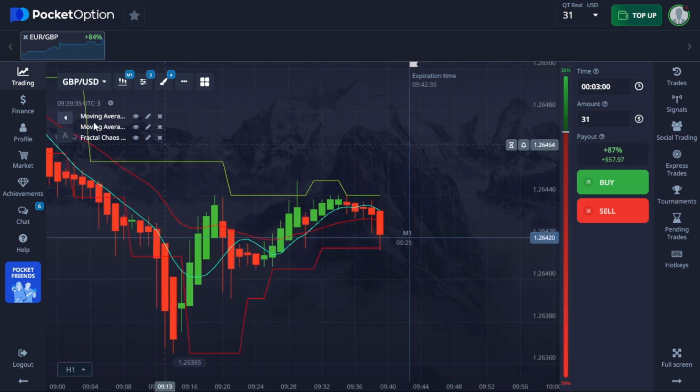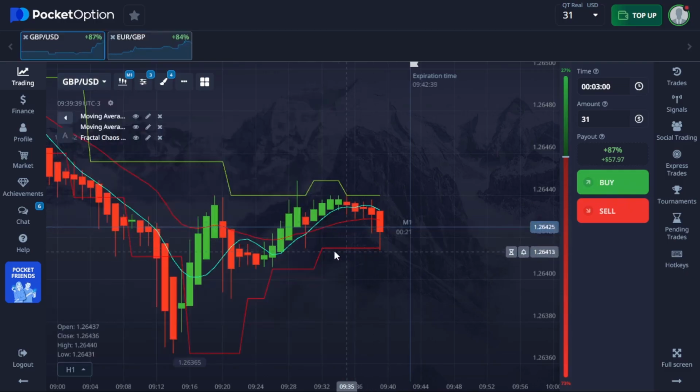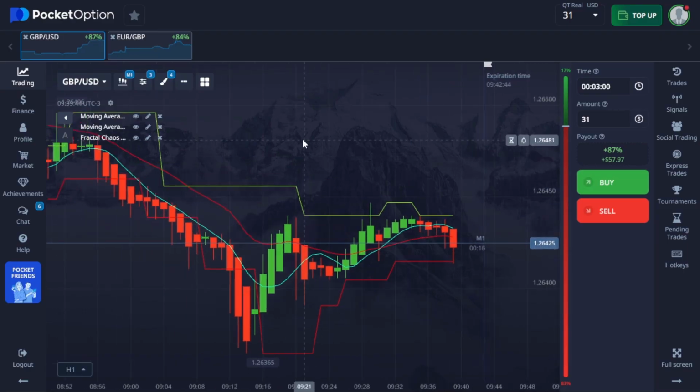Alright, look at that, guys. On GBP/USD, we got a possible position right here, right now. And let's add this to my favorite list.